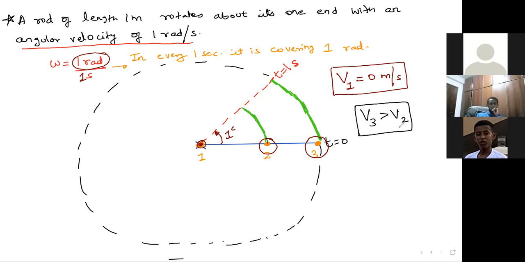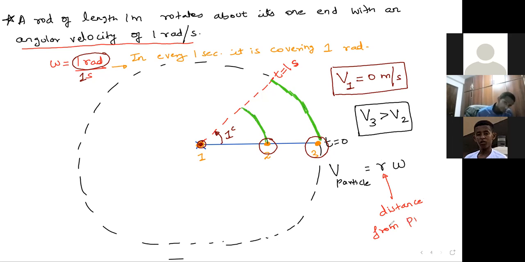And there comes a very beautiful formula: whenever an object is performing a circular path, the velocity of any particle is R into omega. Understanding it? What is R? It is the distance from the center.